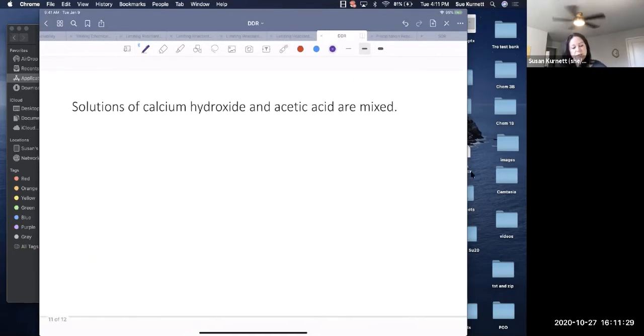Okay, so this time we have a strong base, calcium hydroxide, but with a weak acid, and it's going to look a little bit different. Go ahead and write the formulas for calcium hydroxide and acetic acid, and then predict the products and add coefficients to balance the equation.